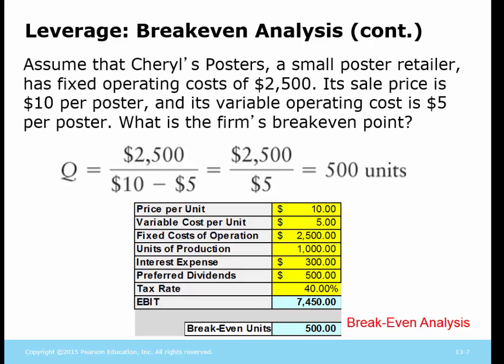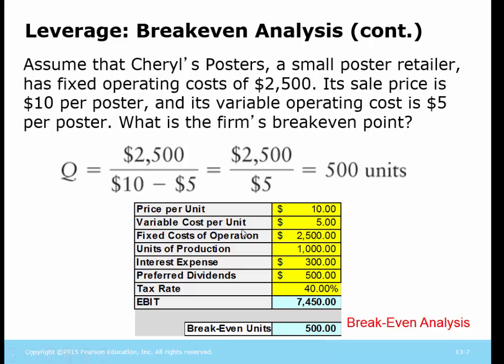So here we have this company, Cheryl's Posters. They have fixed operating costs of $2,500. Sales price is $10 a poster, and the variable cost is $5. So the first question is, what is the firm's break-even point? Well, if we look down below, we can get this from the Breakeven Analysis worksheet. You plug the data in that you know. In this case, break-even units is 500 units. They have to sell at least 500 units in order to break even.